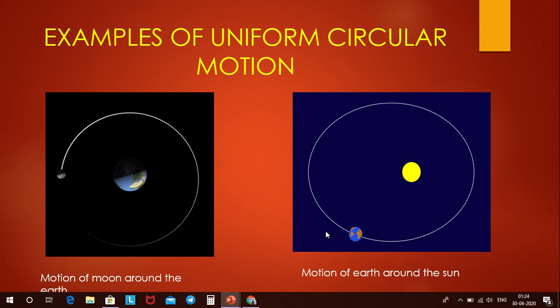Second picture, motion of earth around the sun. You can see here the earth is revolving around the sun, and at every point the direction is changing. Though the speed is same, speed is constant, but direction is changing. So it is an example of uniform circular motion.